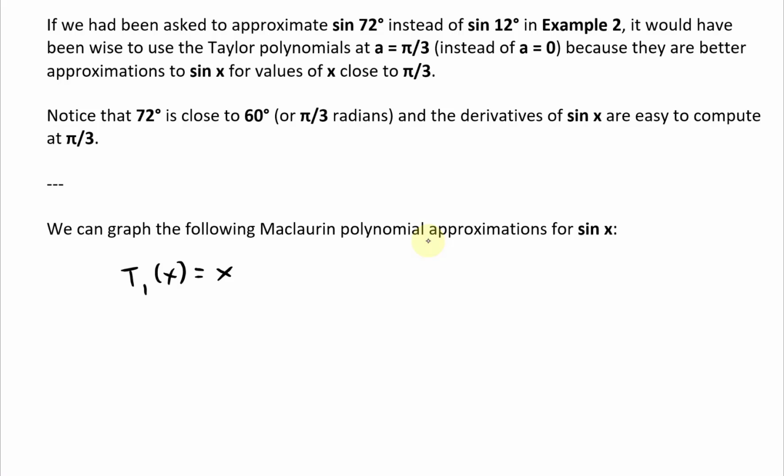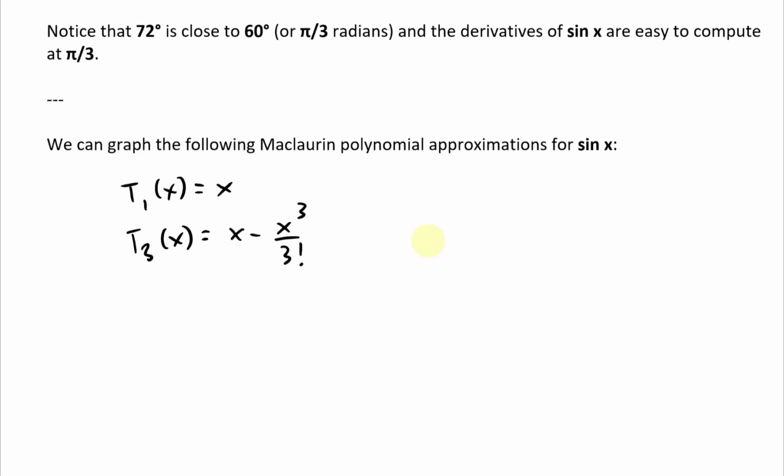And then let's go with T3 of x equals x minus x cubed over 3 factorial. And if you count the zeros, it's the same thing as writing T4. This one would be T2 because the next one would be 0. But anyways, we'll just ignore that. Just put it as my calculus book has written.